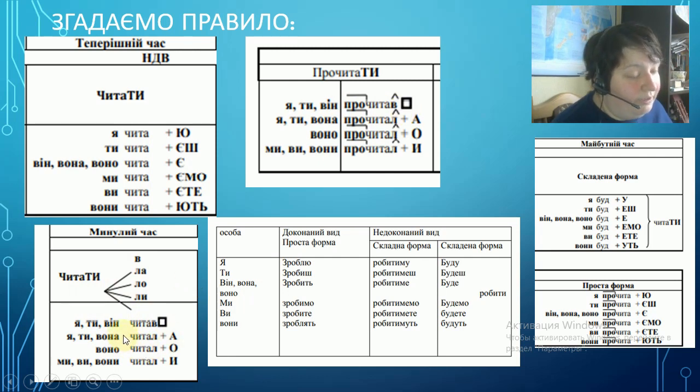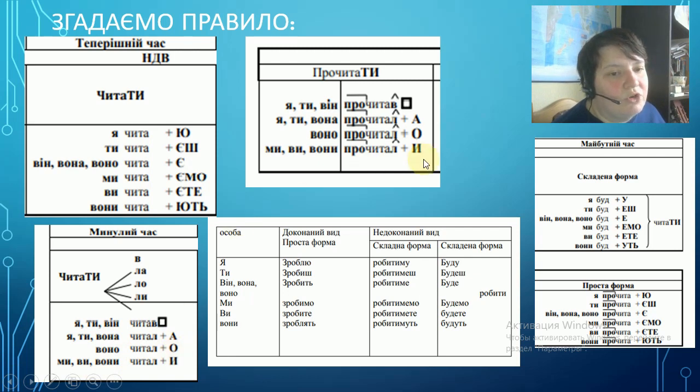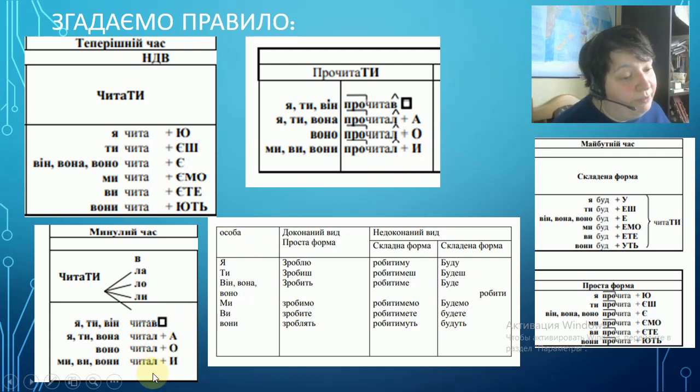Or if it's in grammatical masculine, because we have genders here. Я, ти, вона прочитала. If it's grammatical feminine, we have ending la. If it's grammatical neuter, we have ending lo. Читало, прочитало. And in plural form, ми, ви, вони, we have ending и. Читали, прочитали. So we have revised it.